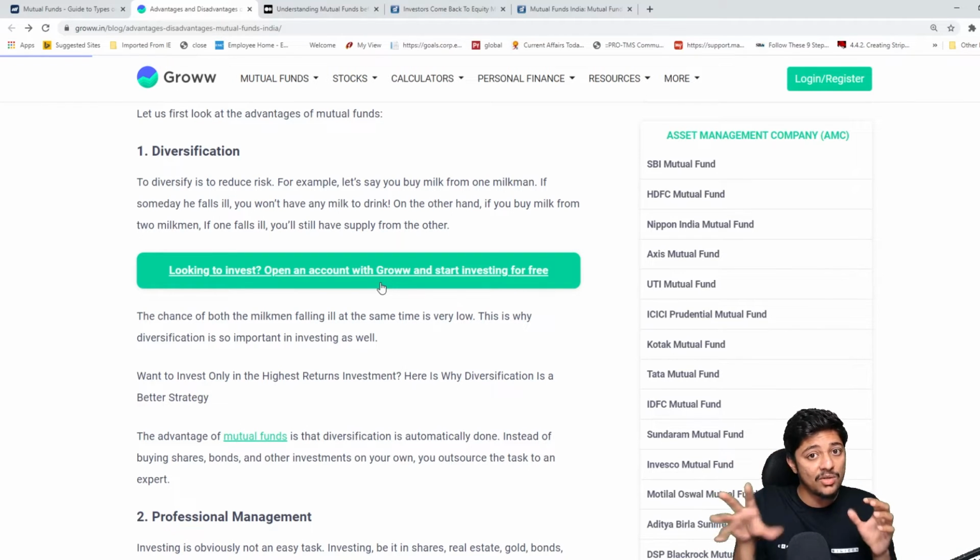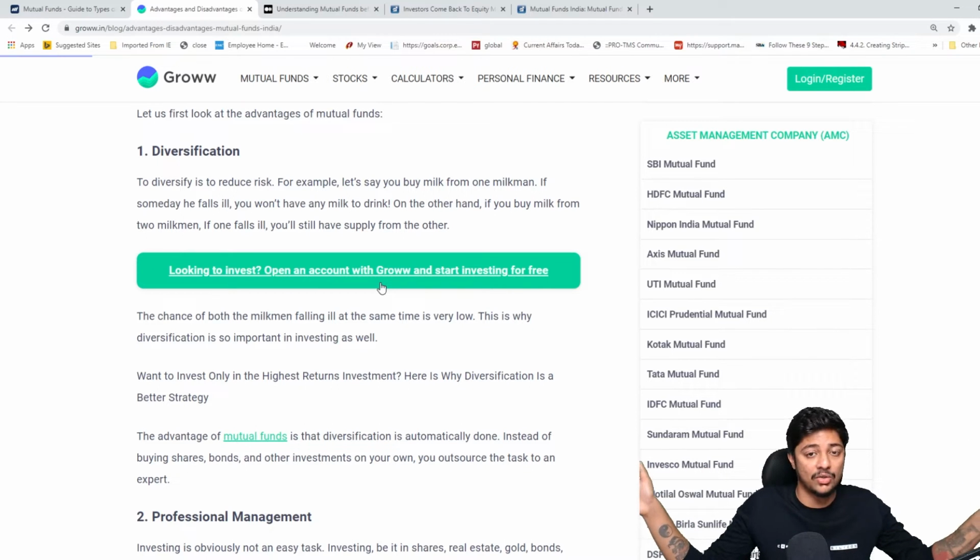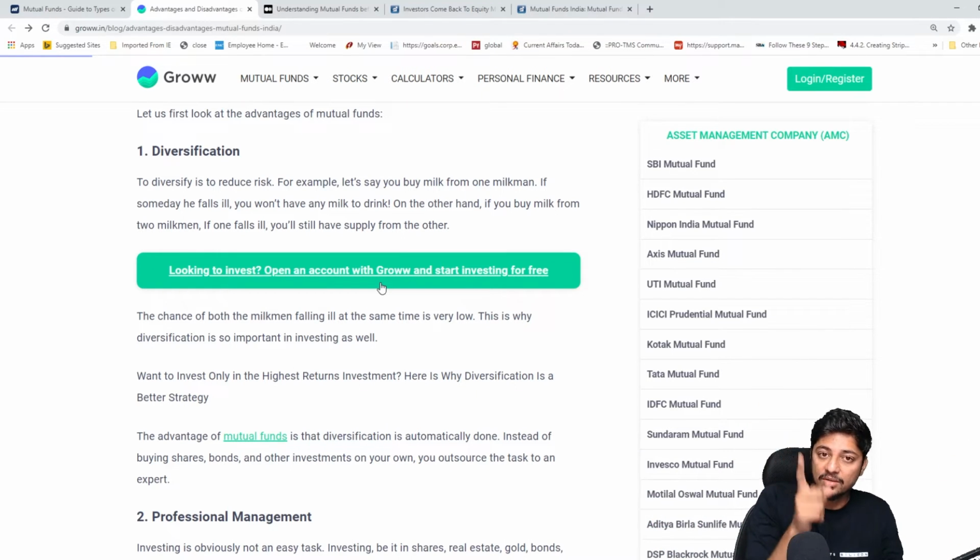Okay, and then he goes and invests in 10, 15, 20 different stocks. Okay, so your 1,000 is now not dependent on one company, your 1,000 is now dependent on 20 companies. So automatically you're diversifying your portfolio. Okay, diversification means don't put all eggs in one basket.